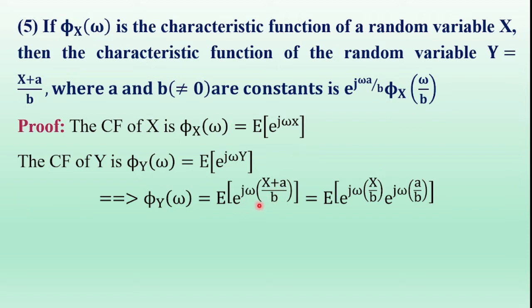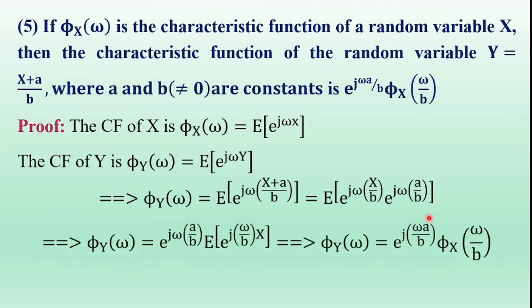This exponential term is written as e^(jωX/b) · e^(jωa/b). Using the property of expectation, the RHS term of this equation is written as e^(jωa/b) times E[e^(j(ω/b)X)]. From the definition of the characteristic function, the value of E[e^(j(ω/b)X)] is φx(ω/b). So therefore, φy(ω) = e^(jωa/b) · φx(ω/b).